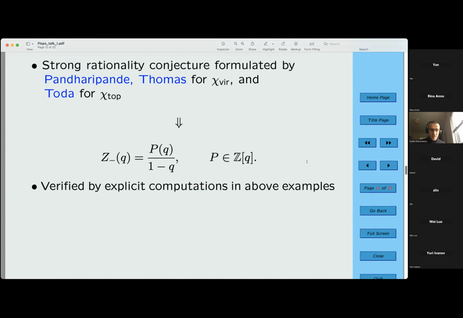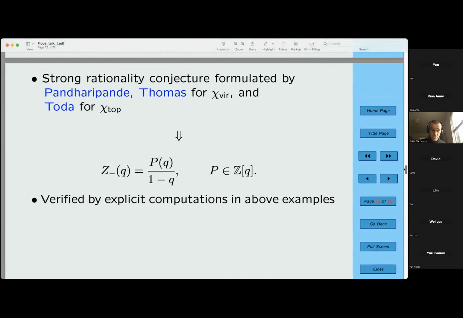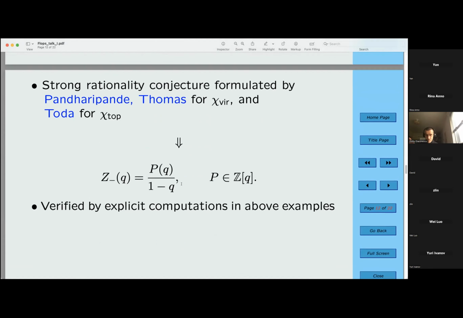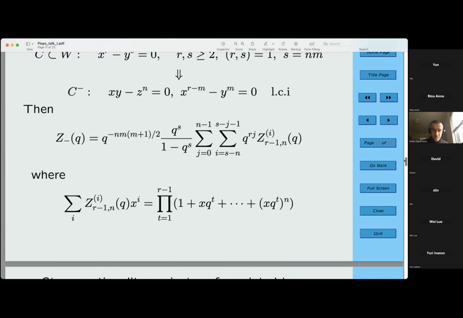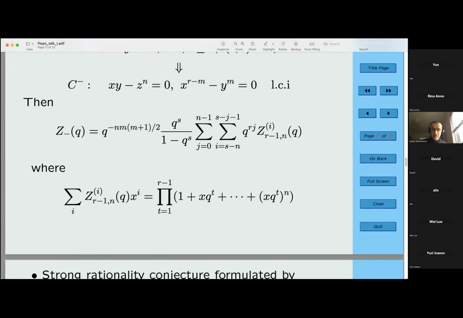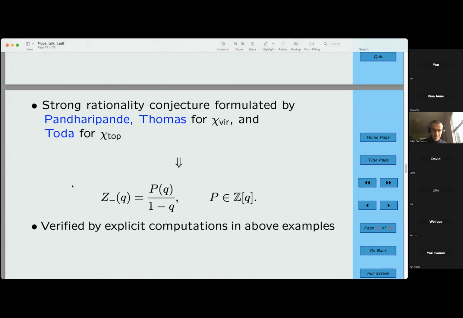But what's interesting about the formulas that I just wrote on the previous slide is that you can actually verify this conjecture in many examples. You can plug into Mathematica or Maple and evaluate this, and every time you evaluate and simplify it, you get exactly the kind of formula predicted by the strong rationality conjecture.